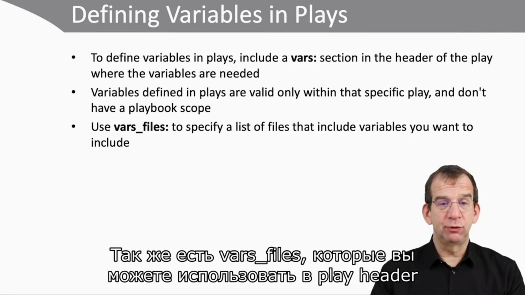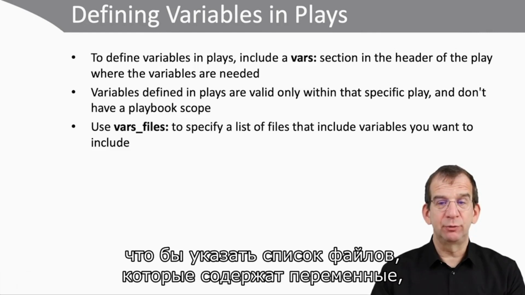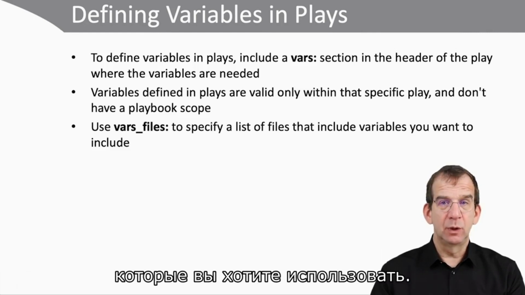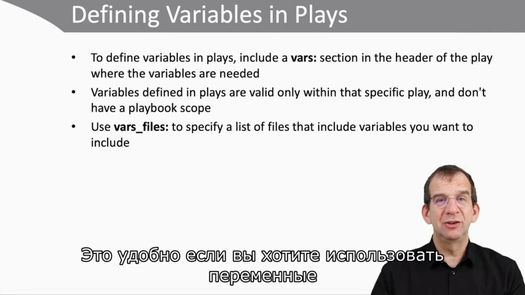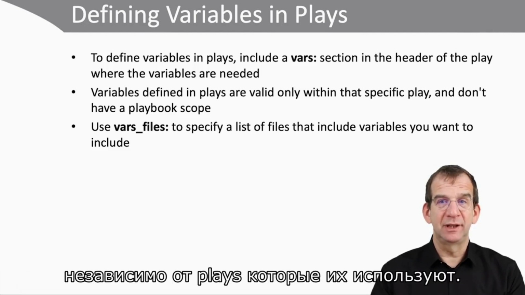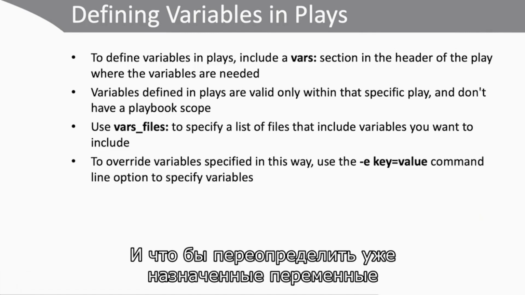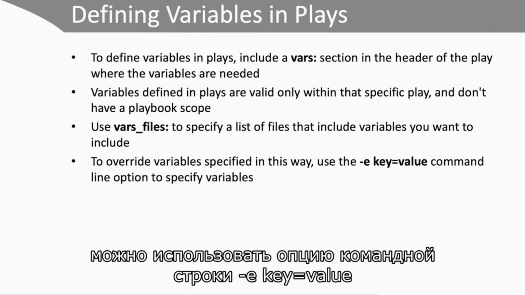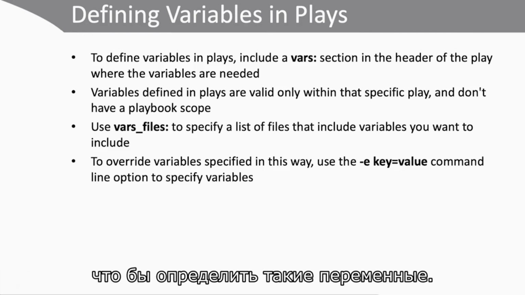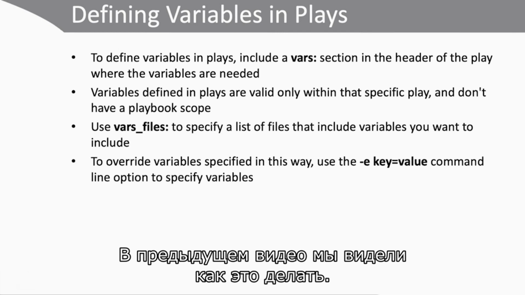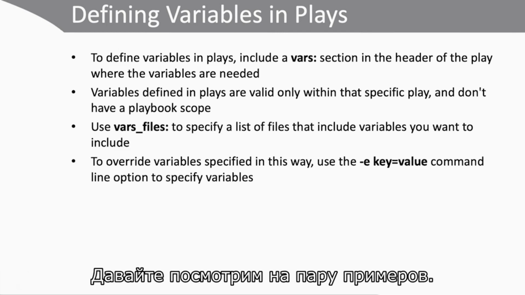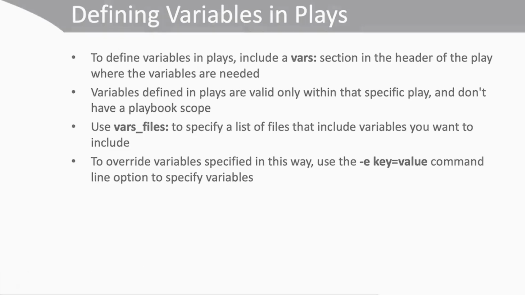There is also vars_files, which you can use in a play header to specify a list of files that include variables that you want to include. That is convenient if you want to manage the variables independently of the plays that are using them. And to override variables that are specified in this way, you can use the -e key=value command line option to specify these variables. We've already seen how to do that in the previous video. Let's have a look at a couple of examples.